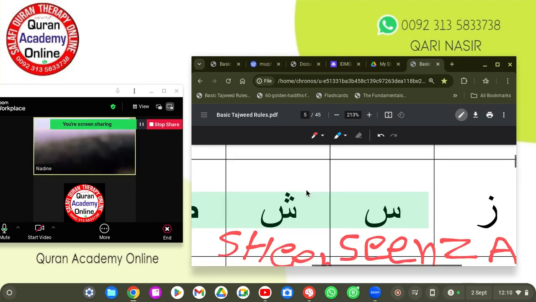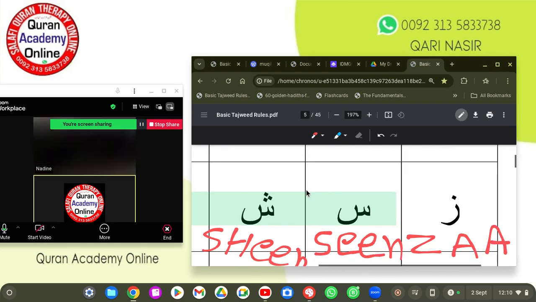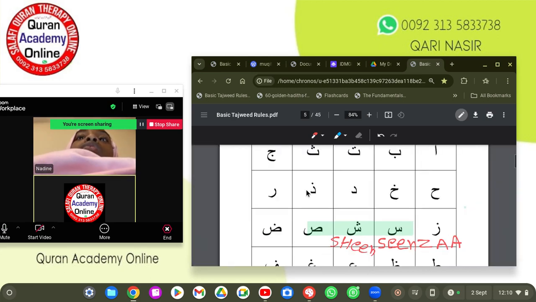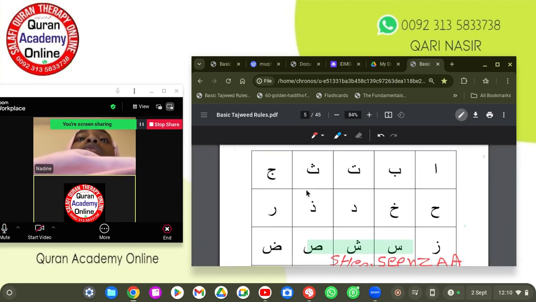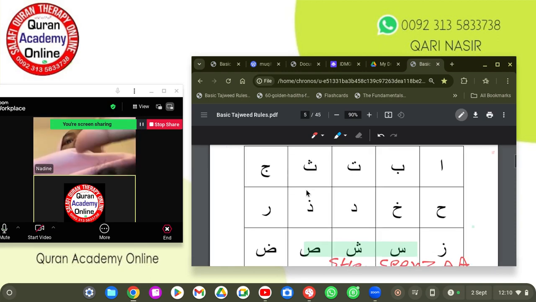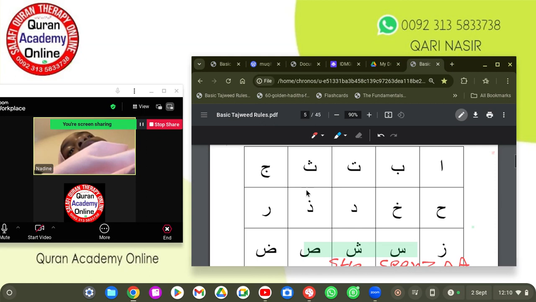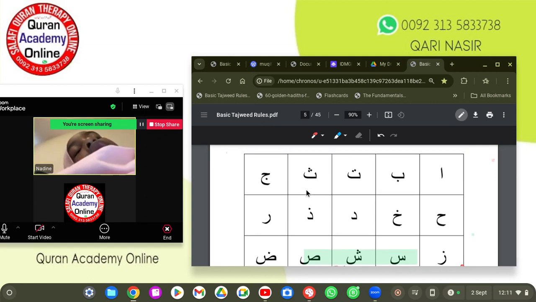Alhamdulillah. Okay, from the beginning now you can read. Repeat the complete page. You are a nice student. Good reading. Alif, ba, ta, tha, jim, ha, ka, dal, zal, ra, za, seen, sheen. Now you can read from the Sheen, Seen, Za. Go in reverse. First read Sheen, then Seen, then Za, then Ra.